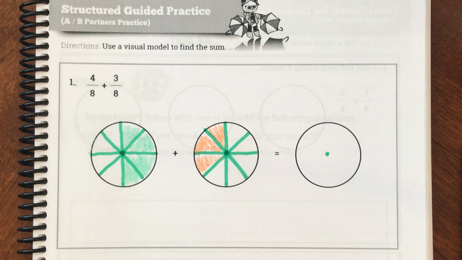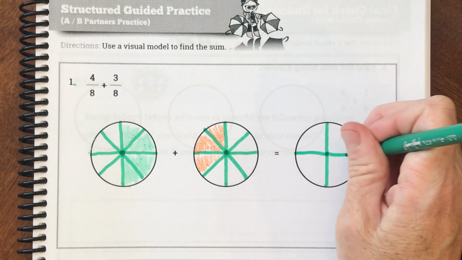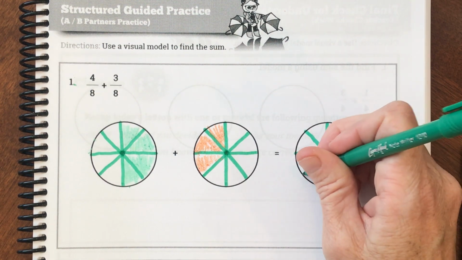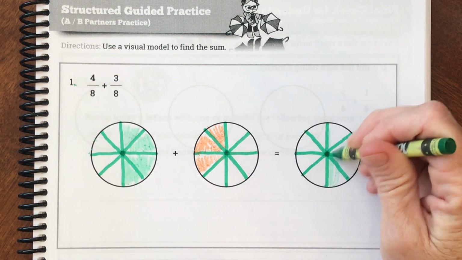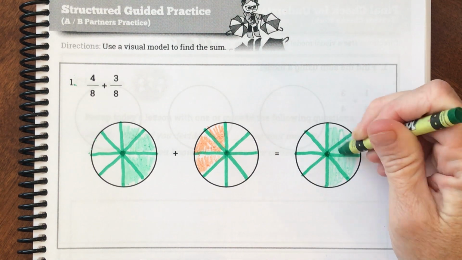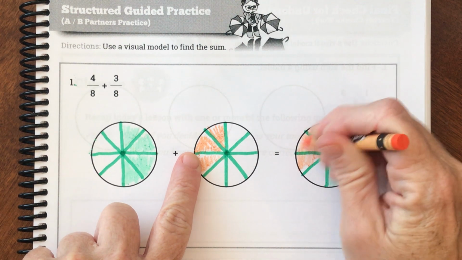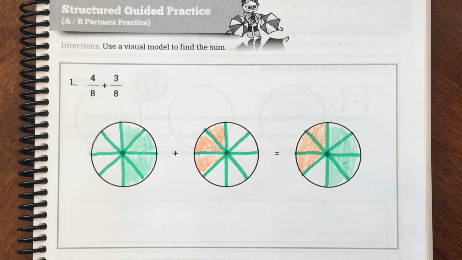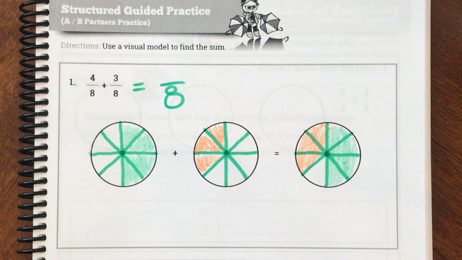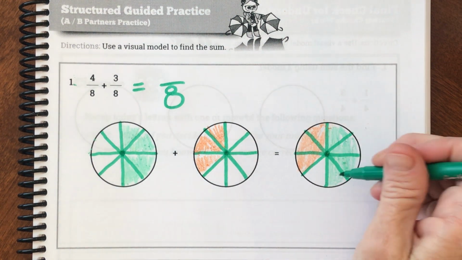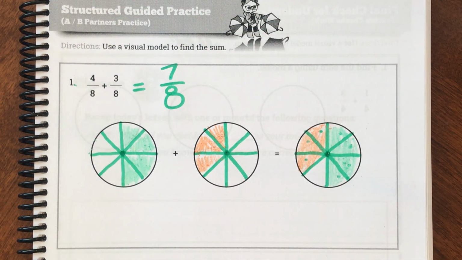Okay, so let's think about our pizza boxes. Let's shove all these leftover pieces into one box. We're going to add them together into one box. So let's first partition this. And then I'm going to take these 4 and put them over here. And then I'm going to take these 3 and put them over there. So when I add them together, what do we end up with? We still have a whole that was partitioned into 8 pieces. But how many of the pieces now do we have? We have 1, 2, 3, 4, 5, 6, 7. So our answer is 7/8.